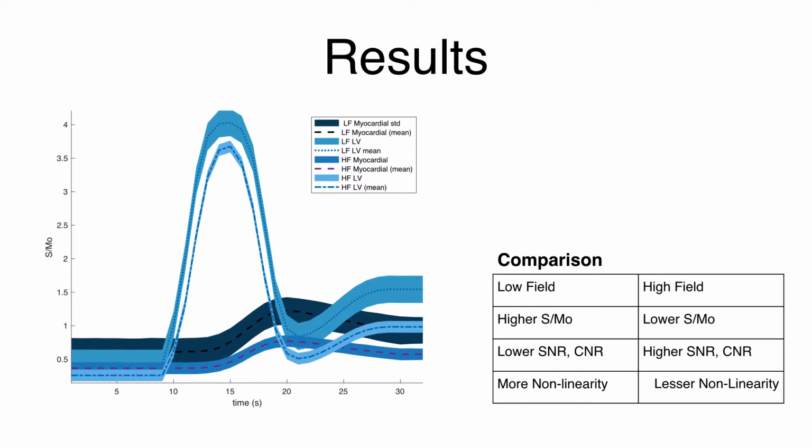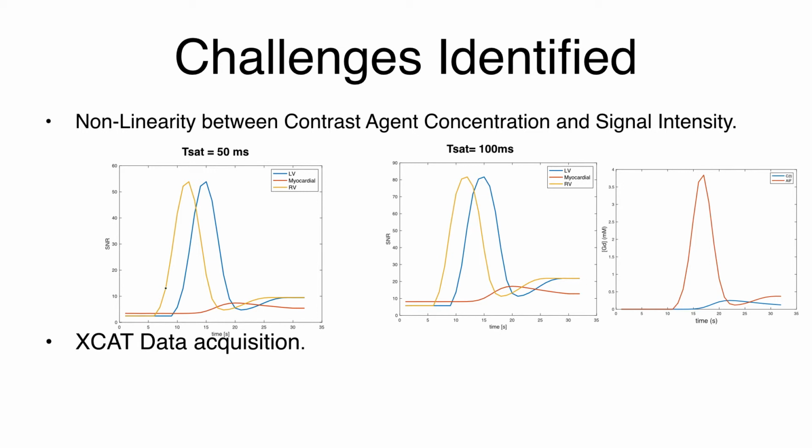But the standard deviation is also very high at low field because the noise is inversely proportional to B0. As B0 decreases, standard deviation goes up. Therefore, we obtain lower SNR and CNR. Our signal intensities, however, are higher, but we also observed non-linearity, which is a major concern of first pass perfusion. So what is this non-linearity?